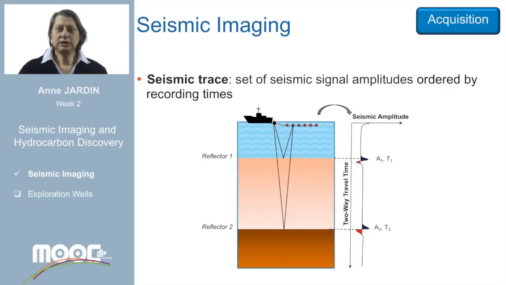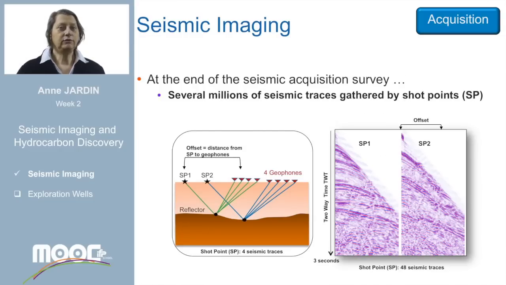At this step, each seismic trace is a set of signal amplitudes, ordered by recording times. These times represent the successive travel times required by the seismic wave to travel from one source to one receiver after successive reflections on deeply buried interfaces. At the end of the acquisition survey, geophysicists have acquired a huge amount of data. It can be several millions of seismic traces gathered by shot points. Recognizing geological features directly from this data is really impossible.